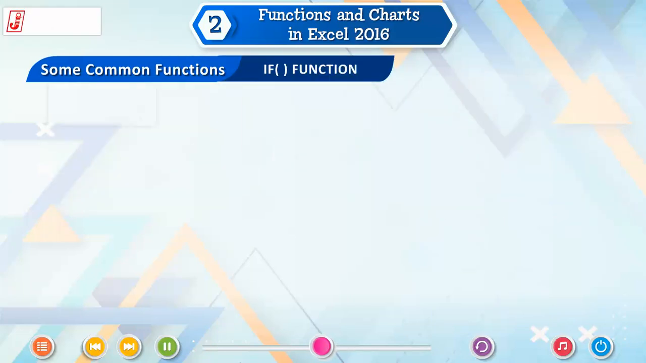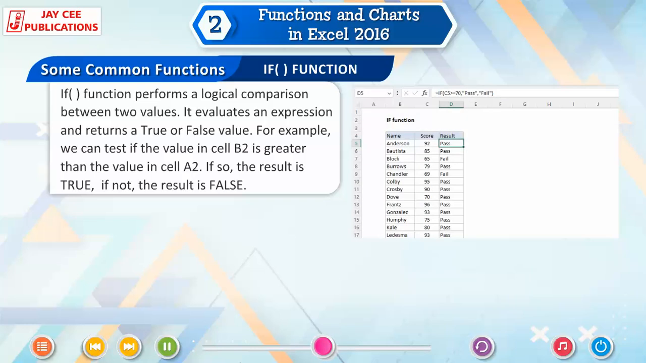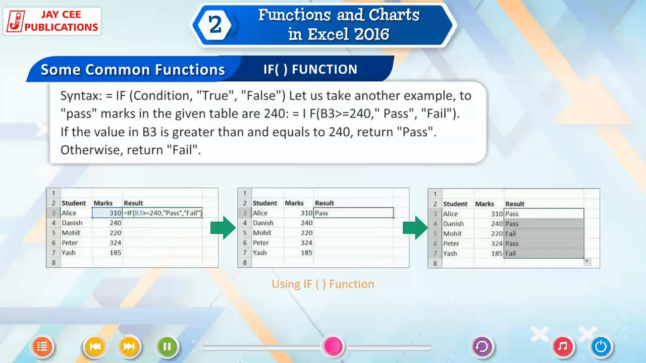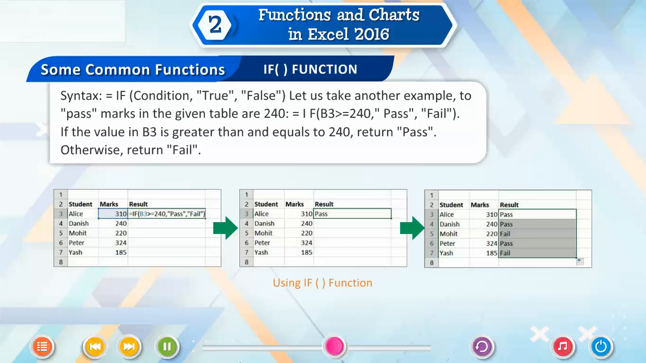If function. If function performs a logical comparison between two values. It evaluates an expression and returns a true or false value. For example, we can test if the value in cell B2 is greater than the value in cell A2. If so, the result is true. If not, the result is false. Syntax is equal to if, parentheses, condition, comma, true, comma, false.